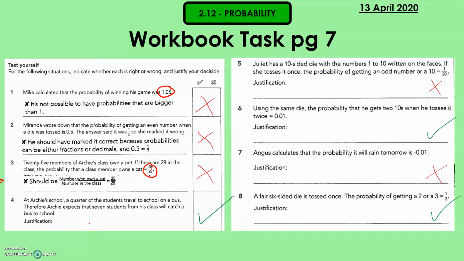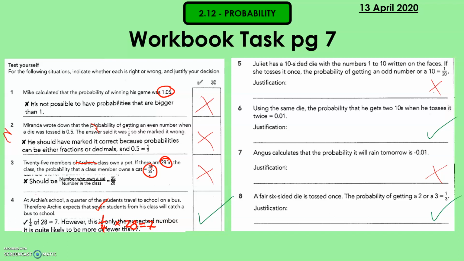Number 4, Archie's school, a quarter of the students travel to school on a bus. Therefore, Archie expects that 7 students from his class will catch the school bus. Okay, we've said that's correct. So again, that's going back to Archie's class up here, and he said that there's 28. So if we think back to that expected number, it would be a quarter times 28, which is actually equal to 7, which is what he has said. You can see there exactly that the expected number should be 7.